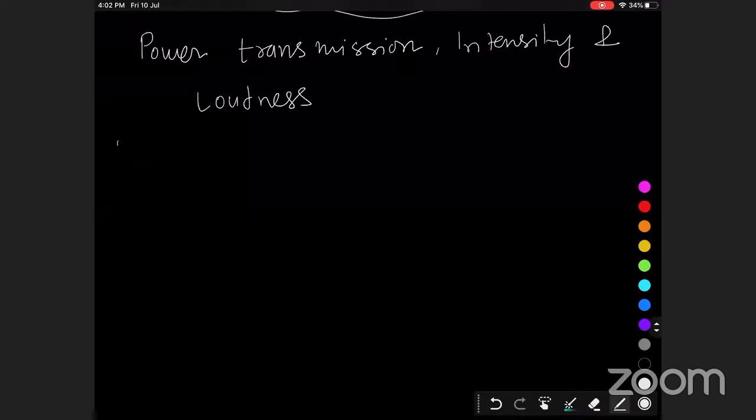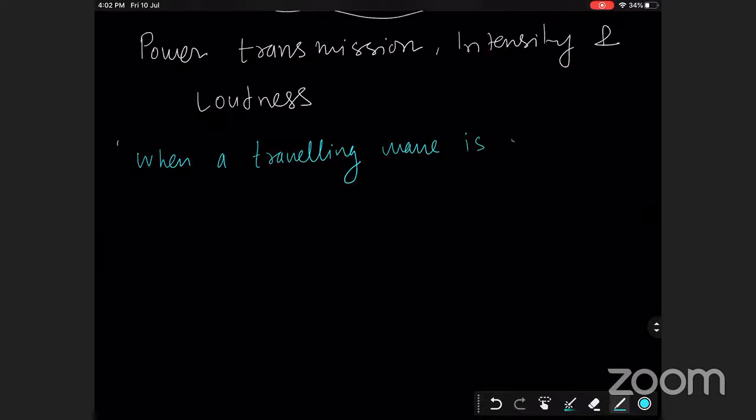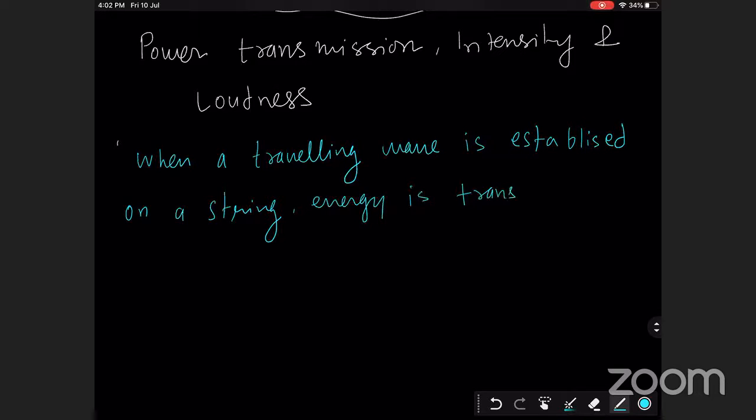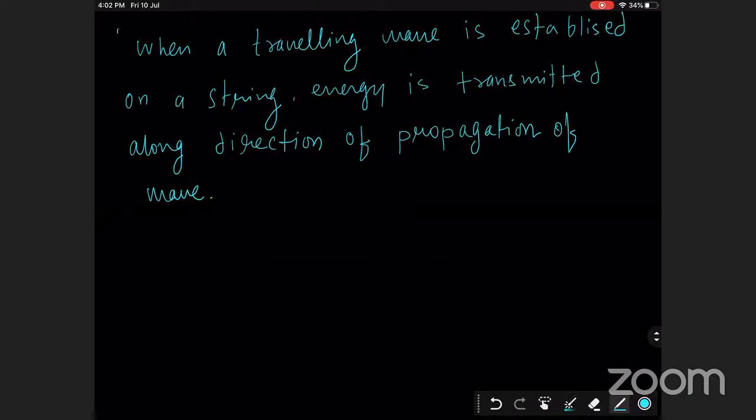Write down. When a traveling wave is established on a string, energy is transmitted along the direction of propagation of the wave. Okay?